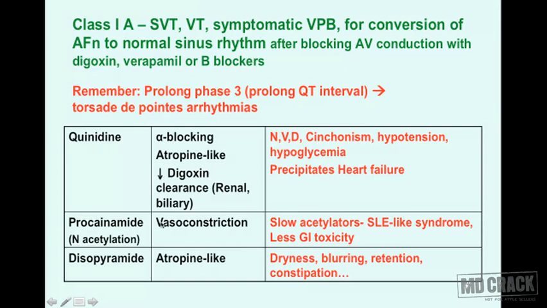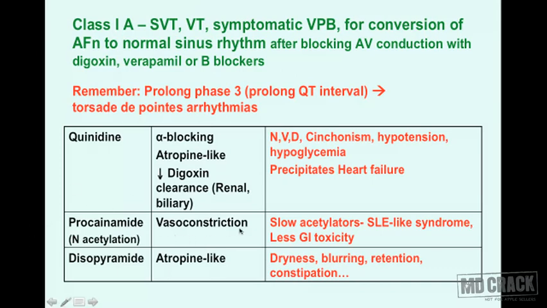The second drug, procainamide, I remind you of genetic polymorphism. This is acetylated, and procainamide can have slow acetylators or fast acetylators. If they are slow acetylators, there will be SLE-like syndrome, and procainamide has less GI toxicity. I remind you of the slow acetylators, SLE-like syndrome, some other drugs doing it. One is INH or isoniazid, and we discussed in hypertension, that was methyldopa. So please remember, isoniazid, methyldopa, procainamide, hydralazine, all these can produce SLE-like syndrome.